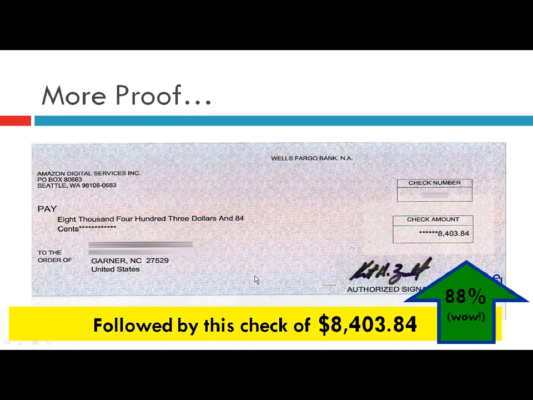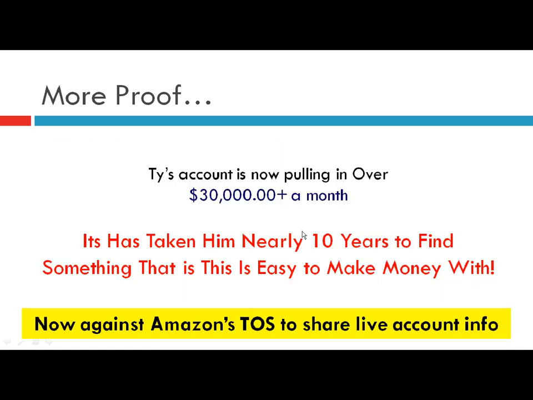He got this three-step system that I'm going to share with you in place, and now Ty's account pulls in over $30,000 a month. And he reckons it's taken him nearly 10 years to find something that's this easy to make money with. Now, I haven't been around online for 10 years, but I struggled with everything else, with the technical stuff, and actually not being a slave to the business itself and having to work 15-hour days, because that's just like having a job, right?